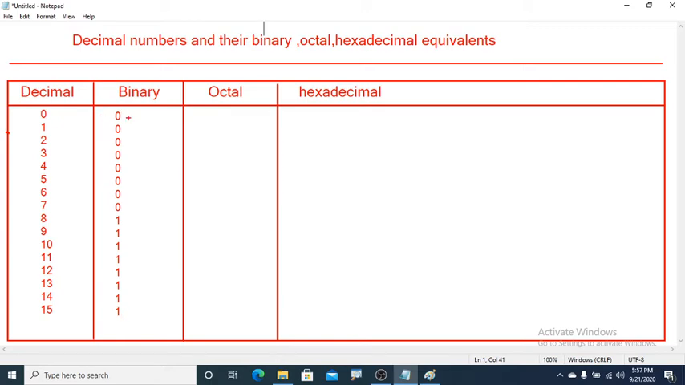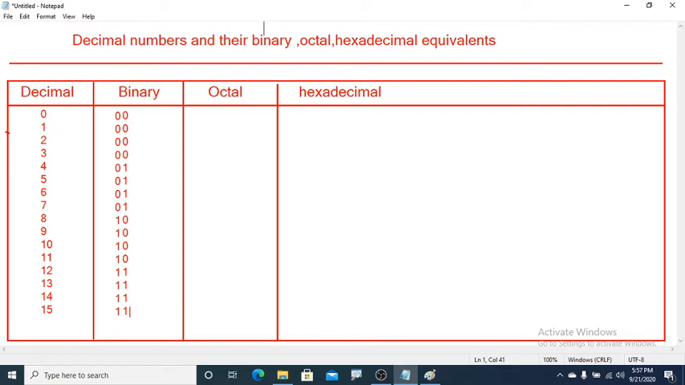Again I am taking here 4 zeros and 4 ones. 1, 2, 3, 4. Now 4 ones. Again 4 zeros, 4 ones. So 4 zeros, 4 ones finished.